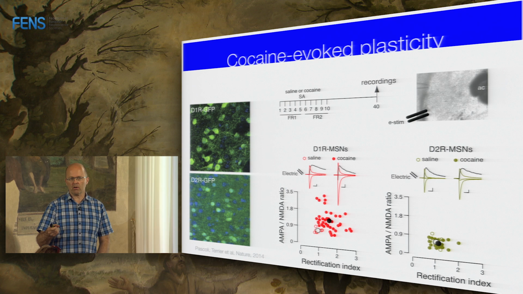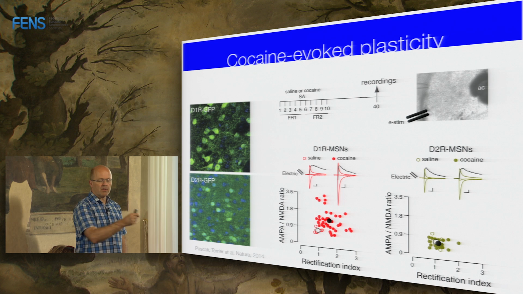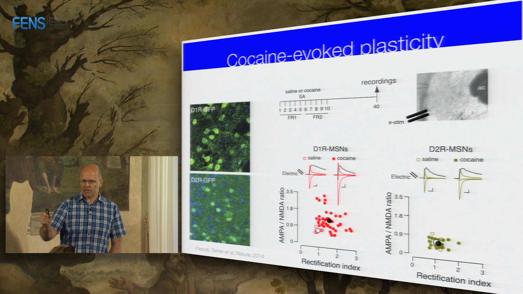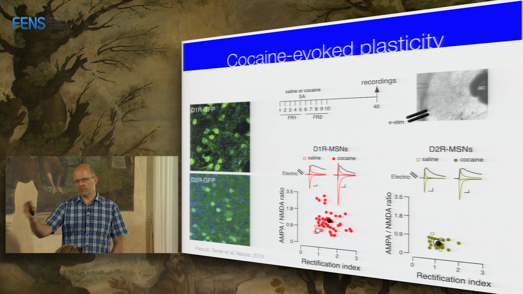Yes, sir. So I have a very basic question. I don't know what is the difference between FR1 and FR2? That's what I said. It's fixed ratio 1 versus fixed ratio 2. That is, in FR1, each lever press is rewarded by an injection. In FR2, you have to press twice in order to get an injection. FR15 would be 15 presses followed by an injection. So this is a standard way of telling that.